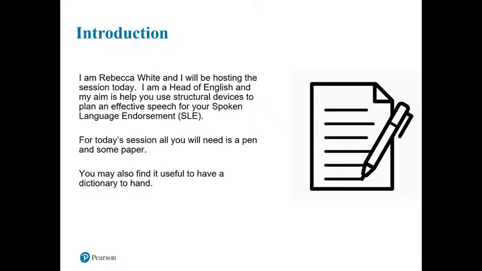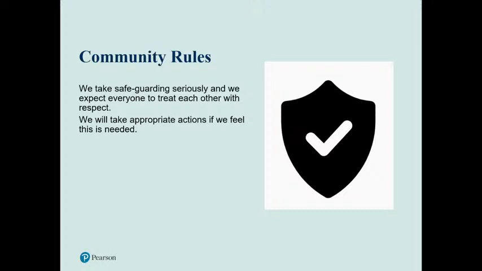All you're going to need for today is a pen and paper. You might find it useful to have a dictionary at hand as always, but pen and paper is the most important thing. The typical community rules from every lesson that we've had still stand. We take safeguarding seriously, we're going to treat everyone with respect, and we will take appropriate action if needed.